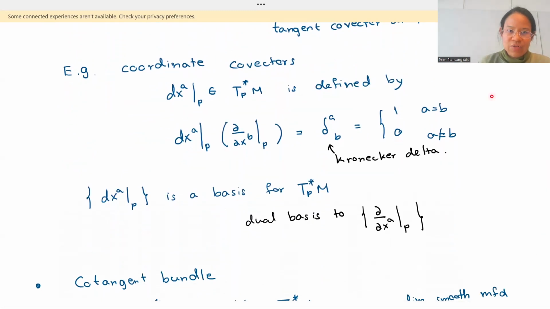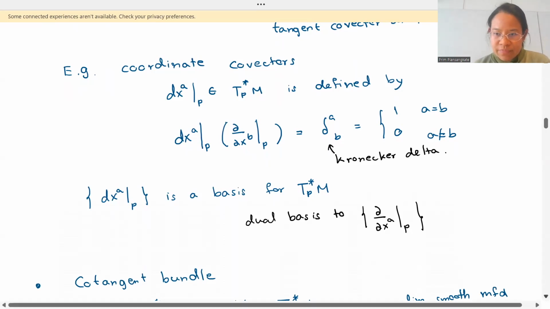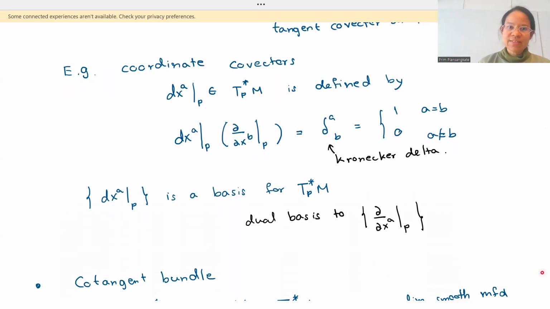These coordinate covectors are very useful because they form a basis for the cotangent space, and we would say that this is a dual basis to this one. So this is covectors, tangent covectors at a point P.